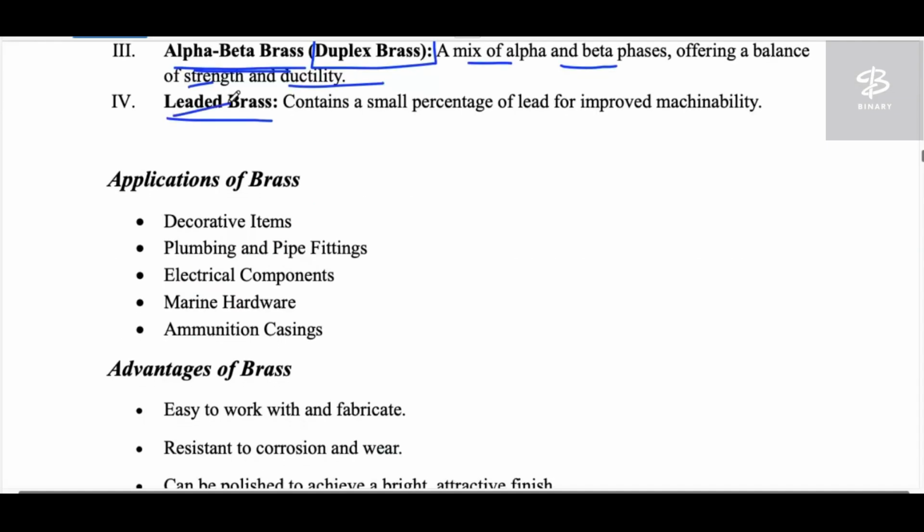If we talk about leaded brass, then it contains a small percentage of lead for the improvement of machinability. So it is a brass in which we allow another element, lead, so that we can get good machinability from the brass.